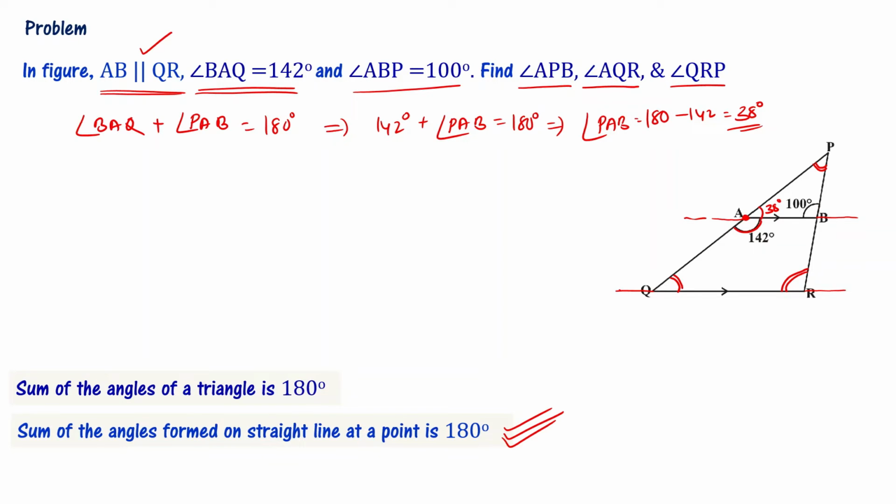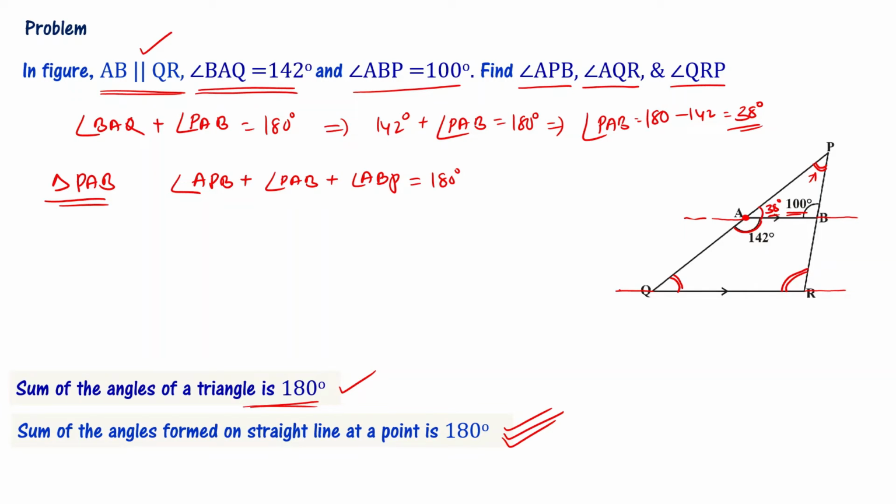Sum of the angles of a triangle is 180 degrees. Now, if you consider triangle PAB, we have three angles, right? One angle is 100 degrees and the second angle is 38 degrees and the third angle is what we have to find, right? Let me write angle APB plus angle PAB plus angle ABP. The sum is 180 degrees as per this theorem.